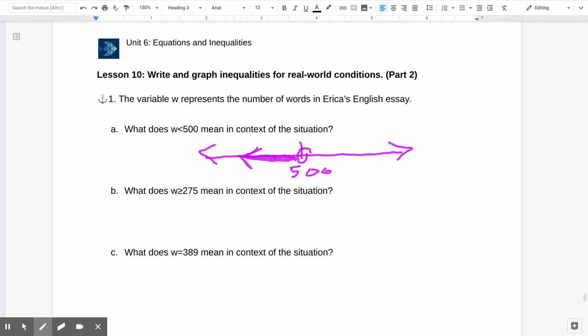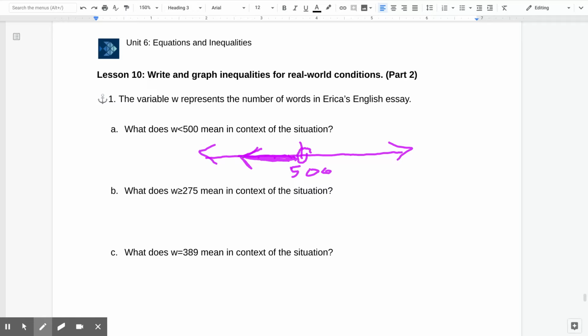Very messy graph there. So for B, what does W greater than or equal to 275 mean? That means that Erica has at least 275 words. She could have 275, she could have 276, she could have 277, she could have 3,478. And those would all mean the number of words that Erica would have.